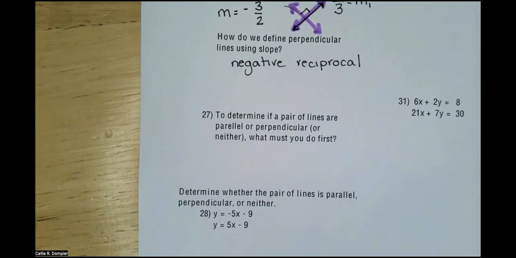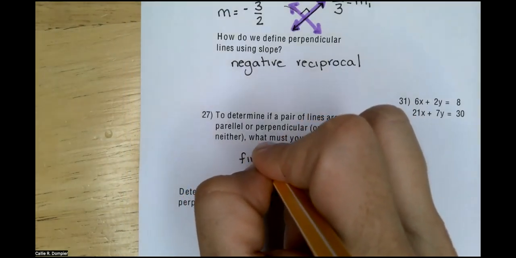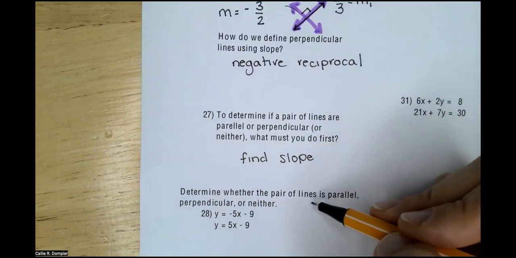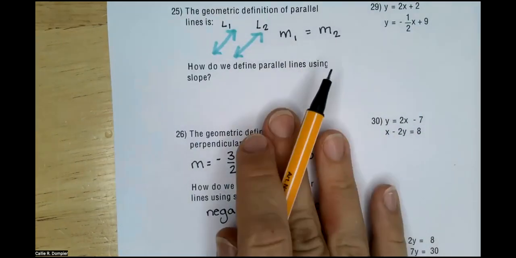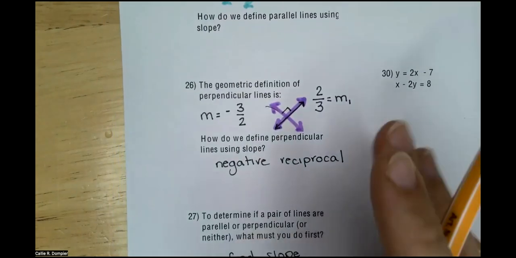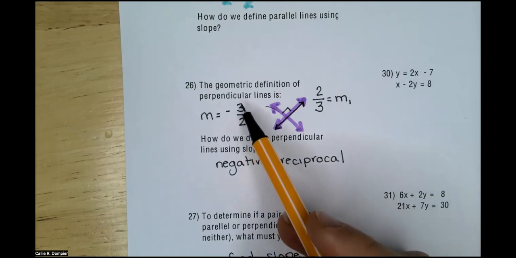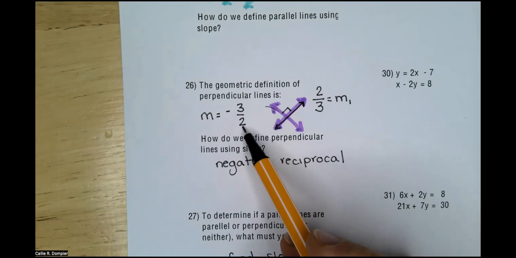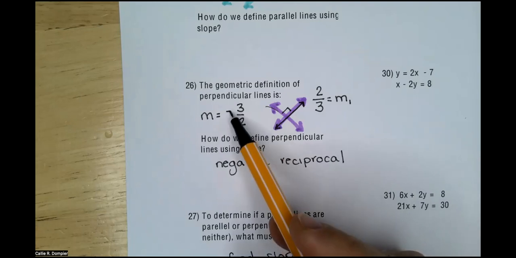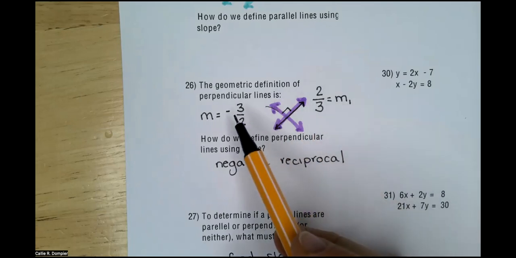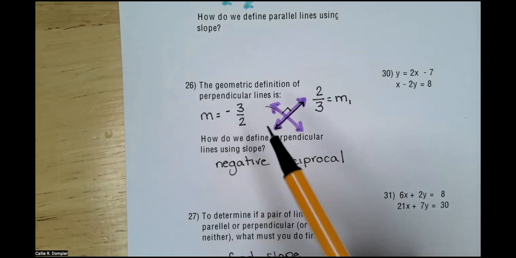Good. To determine if a line pair is parallel or perpendicular, you must first find the slope. The slopes are either not related at all, exactly the same slope, or they intersect each other and the negative reciprocal is going to be this fraction flipped and the sign changed. So instead of a negative, it's a positive, and instead of 3/2, it's 2/3. Instead of a positive, it's a negative. Instead of 2/3, it's 3/2. Okay?